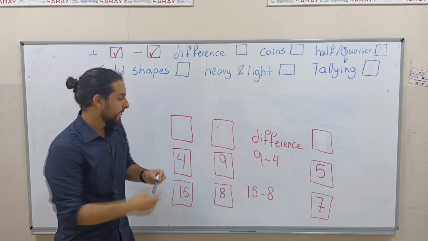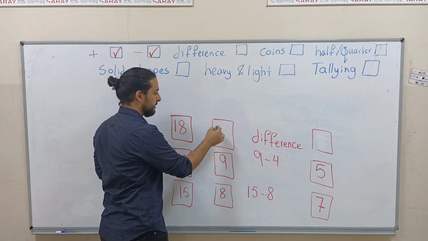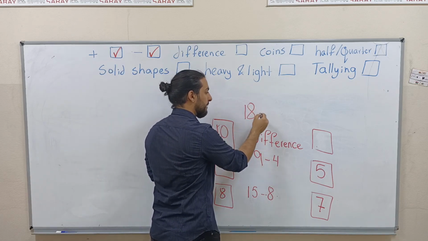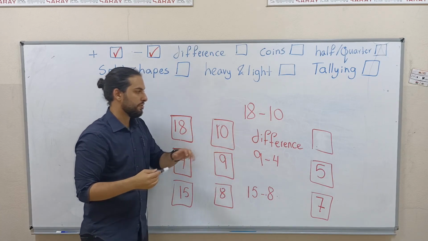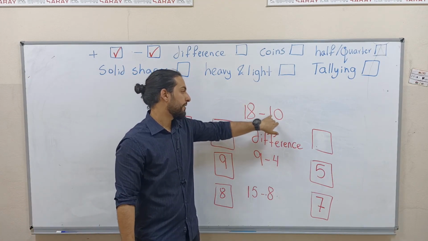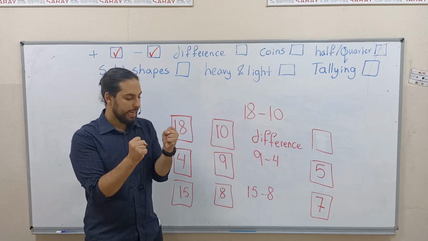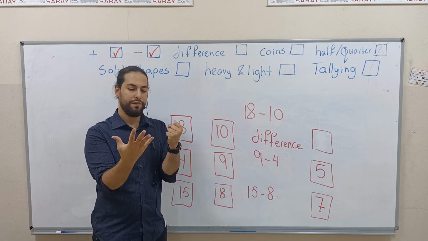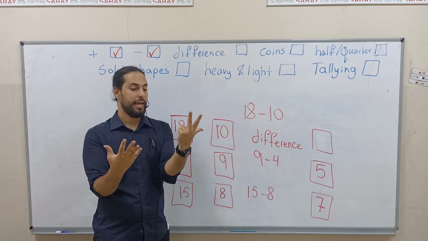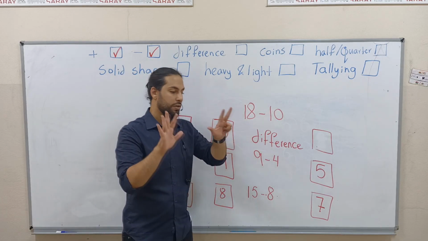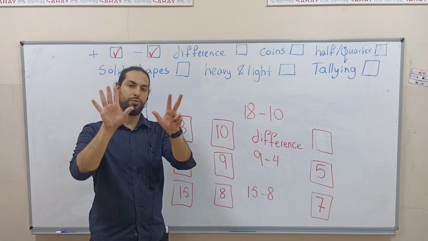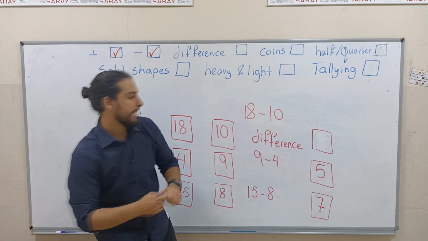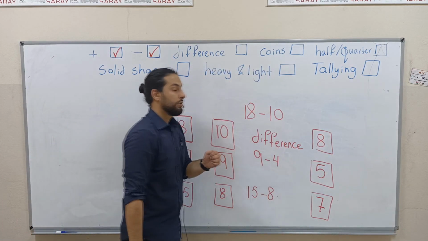Okay, you can do 18 and 10, for example. So which one is more? 18 is more, minus 10. So in this case, we take the smaller number, 10, and we count up to 18. So 10, 11, 12, 13, 14, 15, 16, 17, 18. I'm at 18. What's the difference? 8. 1, 2, 3, 4, 5, 6, 7, 8. So this is the answer to the question, 8. So this is for difference.